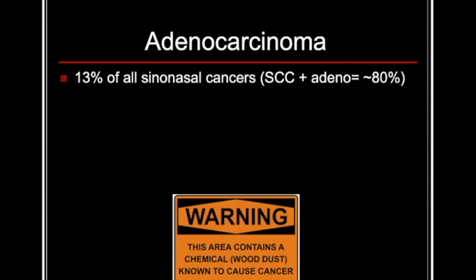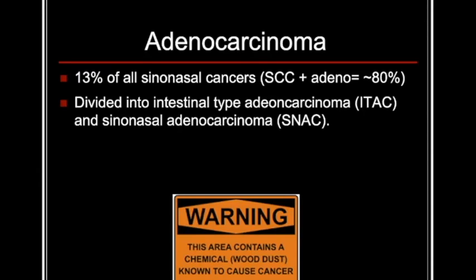Adenocarcinomas make up a lesser percentage, but they're the second most common tumor of the paranasal sinuses and nasal cavity. It makes up 13%, so if you have to make a guess, squamous and adenos make up about 80% of tumors of the nasal cavity and paranasal sinuses.